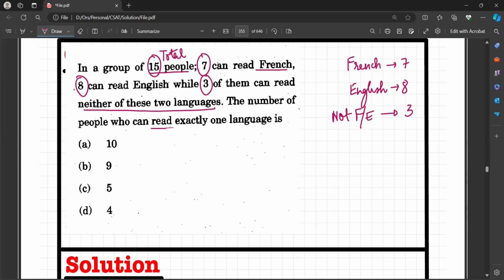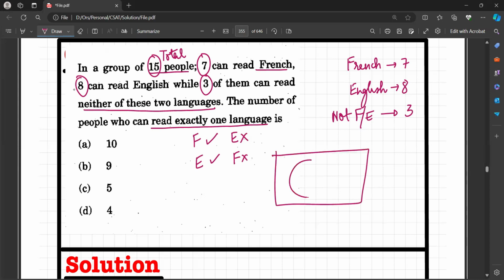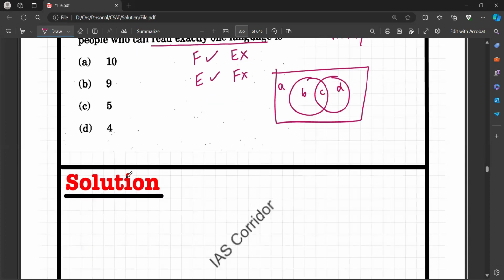Number of people who can read exactly one language. Exactly means French but not English, or English but not French. That means exactly one language. How many items are there? 2 items. So that means the Venn diagram will be like this. A, B, C, D. 4 positions are there. I want to give some explanation here. Once you note down A, B, C, D, what does that mean?